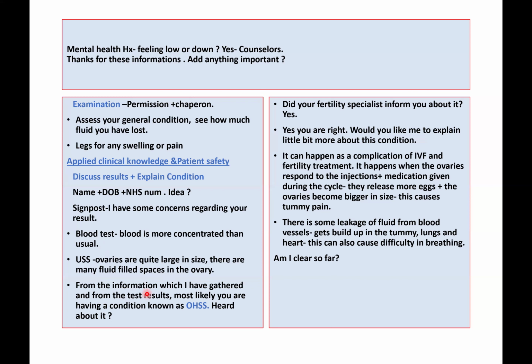And from the information which I have gathered and from the test results, most likely you are having a condition known as ovarian hyperstimulation syndrome. Have you heard about it? Yes, many of these patients, they know about it. I just ask her, did your fertility specialist inform you about it? Yes, you're right. And so may I know what you know about the condition? She will tell you something.